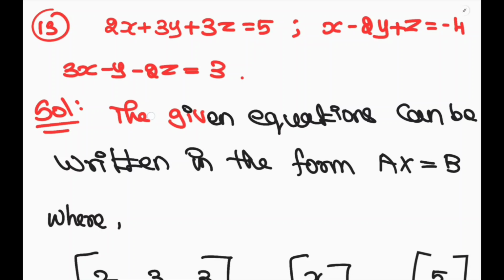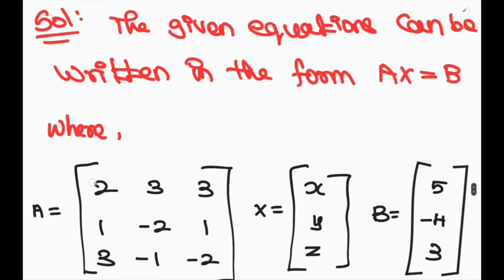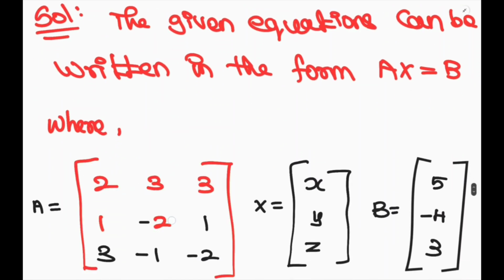Solution. Now first what we have to do, the given equations can be written in the form of AX equal to B. So that is the first thing, and this is common for all the problems, right? Then what is your A value? The coefficients of the variables: 2, 3, 3 is the first row, 1, minus 2, 1 is the second row, 3, minus 1, minus 2 is the third row. So that is your A matrix.